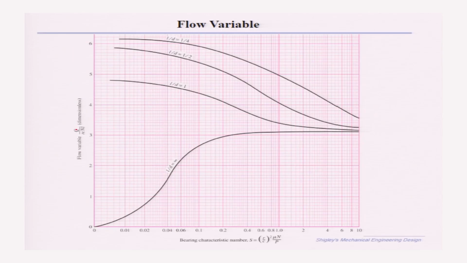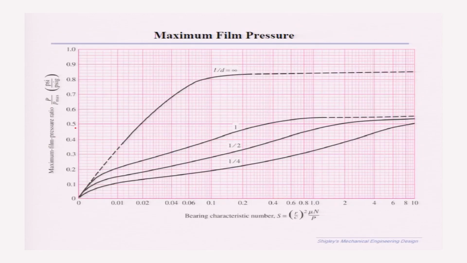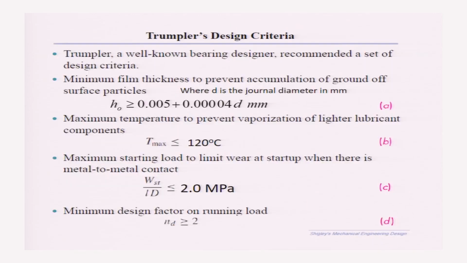The flow rate you can find corresponding to this 0.6 and L by D ratio equal to 1. You will have this flow rate, multiply by this number which you have obtained from RCNL, and you will get the flow. So these are the ways, and this is the Trumpler's design criteria. You have to check whether these all are satisfied or not.